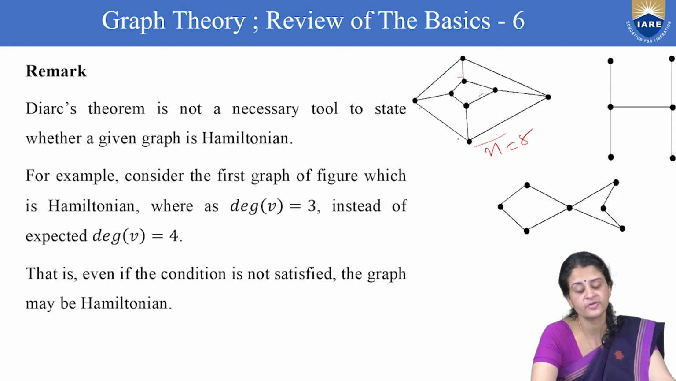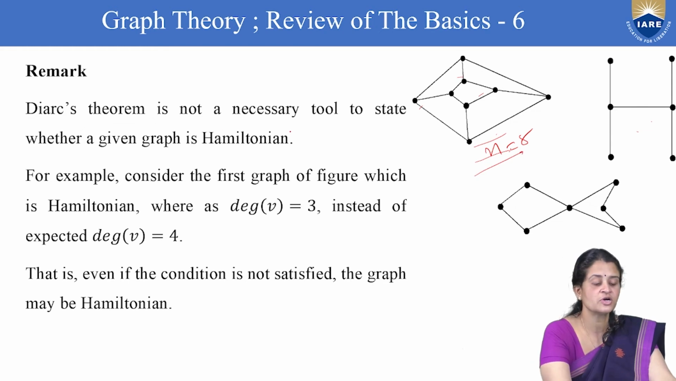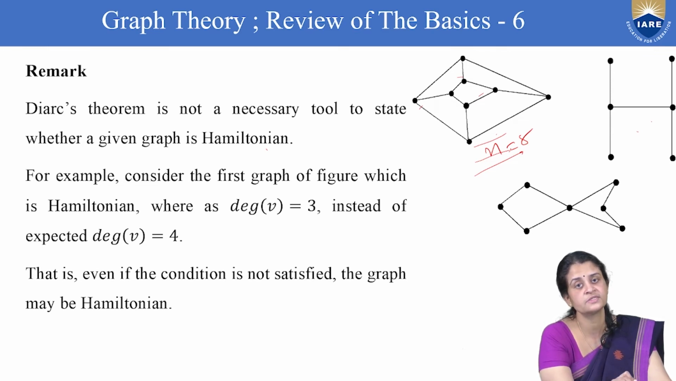But here every vertex is of degree 3. Even though this graph turns out to be Hamiltonian, we cannot say it is not Hamiltonian just because every vertex is not of degree greater than or equal to 4. Here we can't say that. That is, Dirac's theorem is not a necessary tool to state whether a given graph is Hamiltonian. It is not sufficient to prove whether the given graph is Hamiltonian.